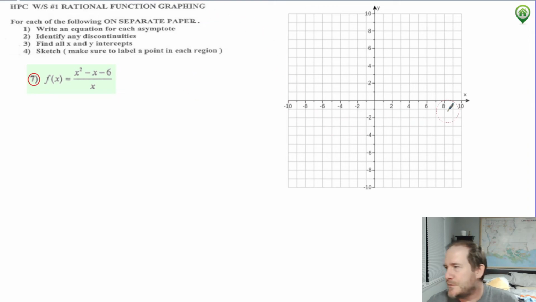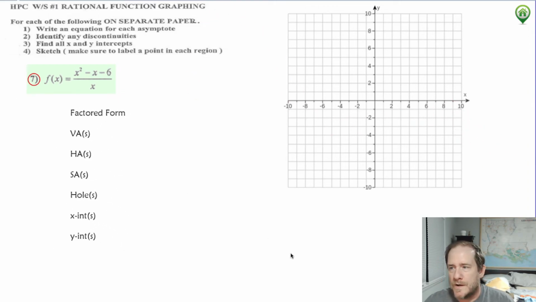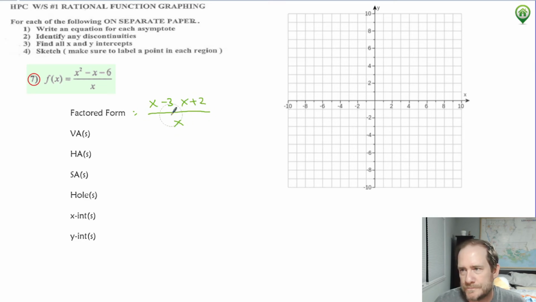Okay. This one again is looking a little more like a normal one, quote unquote. But this is not going to degrade down to just a line with a hole in it or a parabola with a hole in it, because I can't cancel anything. Now I can factor. I can get x minus 3, x plus 2, all over x. But nothing cancels. And because nothing cancels, I can pretty strongly say that there is no hole.